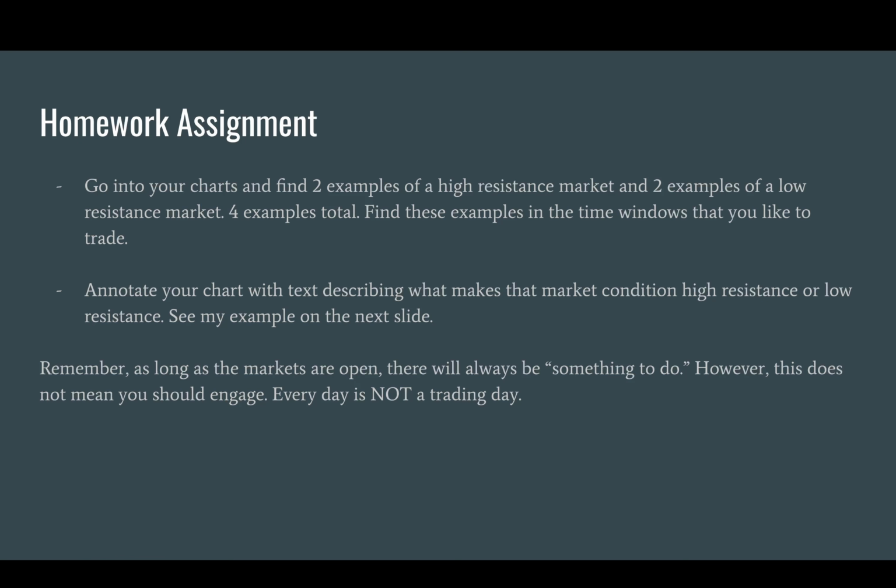Okay, go into TradingView, use the replay feature, go back as far as you need. It doesn't have to be in the market of your choice if you can't find examples. Go into S&P, go into NASDAQ, go into Dow. Okay, it works on every instrument, every pair. It doesn't matter. I also want you to annotate your chart with text describing what makes that market condition high resistance or low resistance. See my example in the next slide, and I'll show you that in a minute.